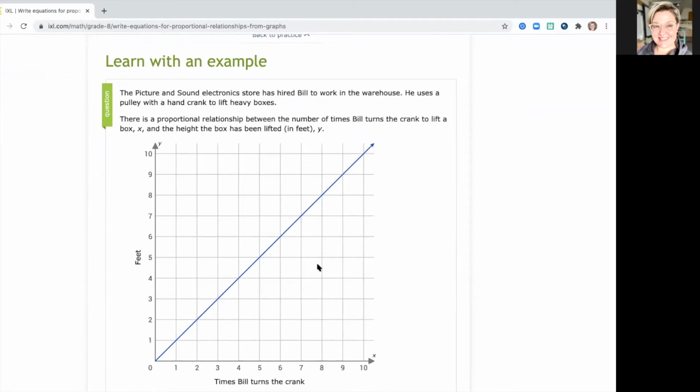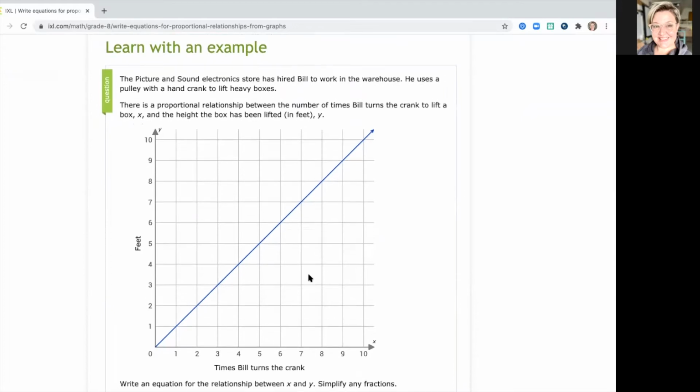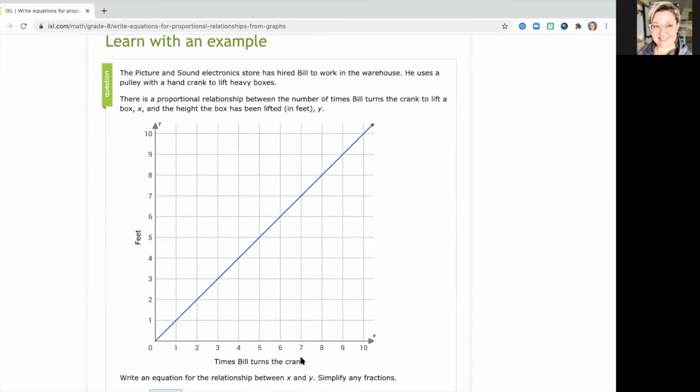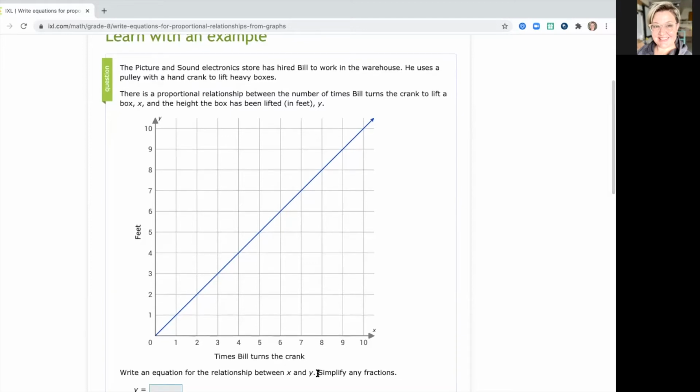So what we're going to be doing in this section of this unit, I should say, is writing an equation for the relationship between X and Y. Remember, we did that when we were looking at the numbers on a table already. Now we're finding the numbers from a graph. So this is very similar to what we've already done. Let's go through their example here.